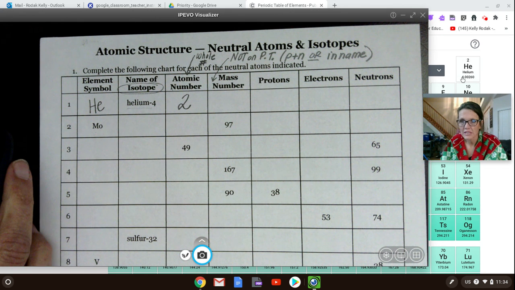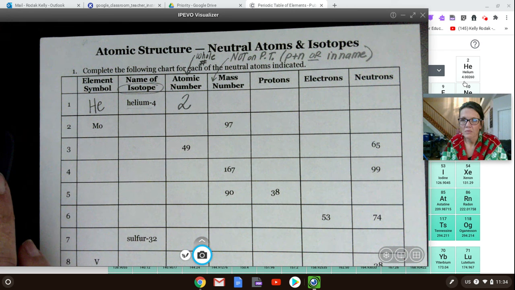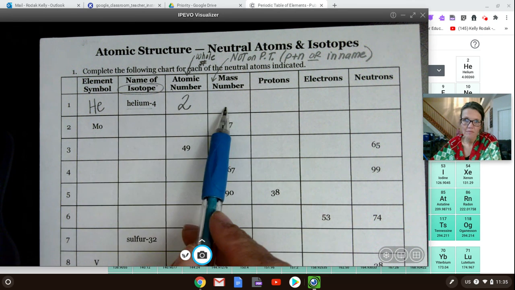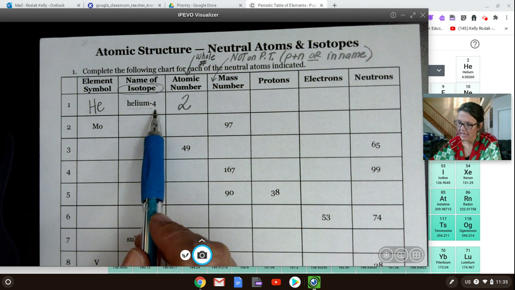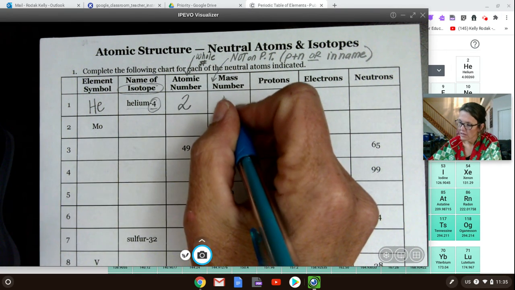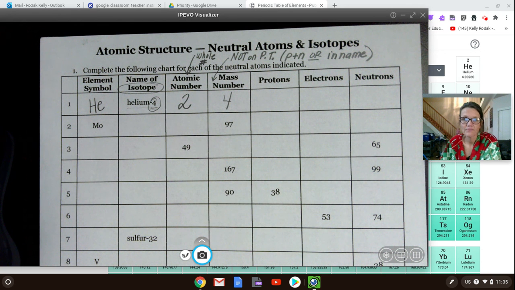And that's when we would use this number here with an atomic mass. And when we start talking about the mole in October, I'll explain atomic mass a little bit differently to you, but atomic mass is not anywhere on this chart because it refers to big groups, big samples of atoms, okay? So for helium-4, the mass number we get by looking at the name. So we're going to take that 4, and that's our mass number, okay?